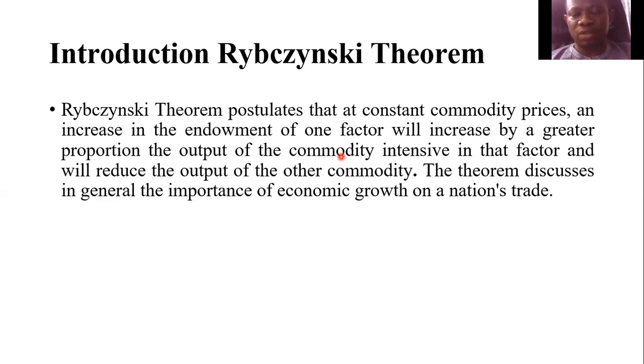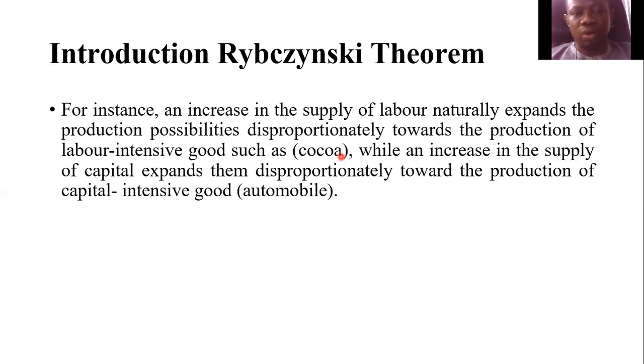That means that an autonomous increase in a factor endowment like capital can actually increase the commodity that uses more of that factor in its production, and that's what underlies the theory. The theorem discusses in general the importance of economic growth on a nation's trade. For instance, an increase in the supply of labor naturally expands the production possibility disproportionately toward the production of labor-intensive goods such as cocoa, while an increase in the supply of capital expands it disproportionately toward the production of capital-intensive automobiles. That's what the theory is basically telling us.